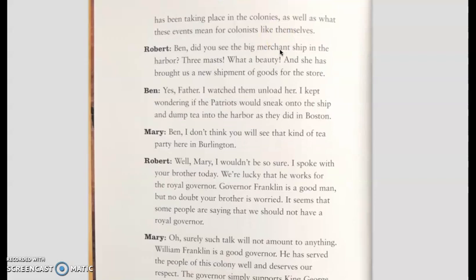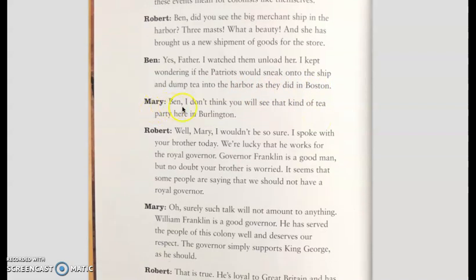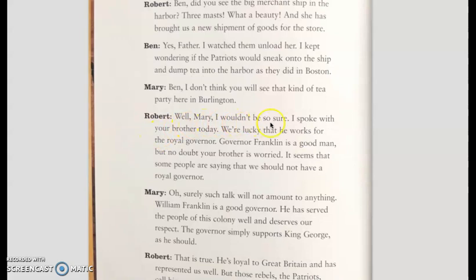Robert. Ben, did you see the big merchant ship in the harbor? 3 masts! What a beauty! And she has brought us a new shipment of goods for the store. Ben. Yes, father. I watched them unload her. I kept wondering if the Patriots would sneak onto the ship and dump tea into the harbor as they did in Boston. Mary. Ben, I don't think you will see that kind of tea party here in Burlington. Robert. Well, Mary, I wouldn't be so sure.